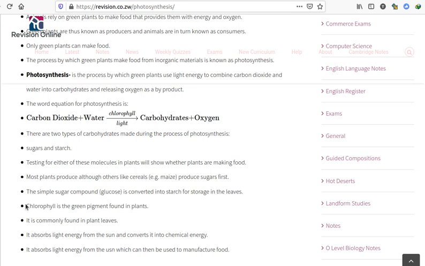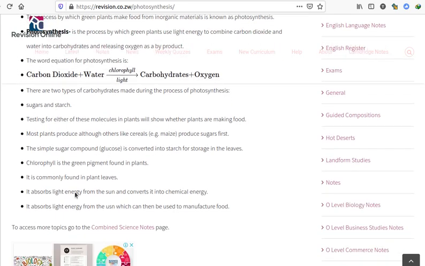Then defining chlorophyll: chlorophyll is the green pigment that is found in plant leaves, right? And is used to absorb light energy from the sun and convert it into chemical energy. So these are the things that you're supposed to know for a start as far as photosynthesis is concerned.